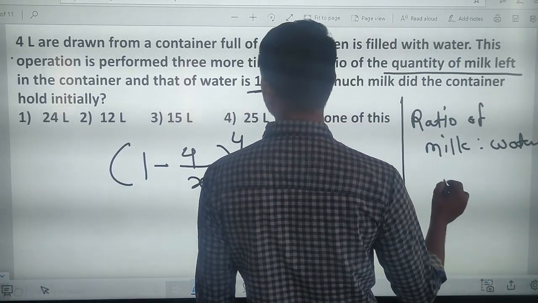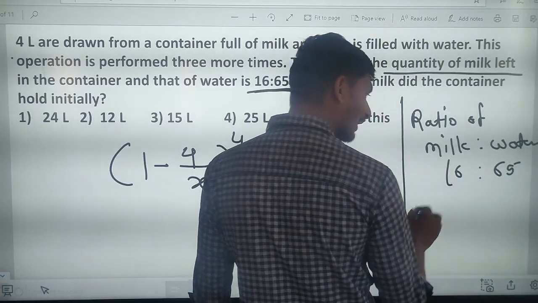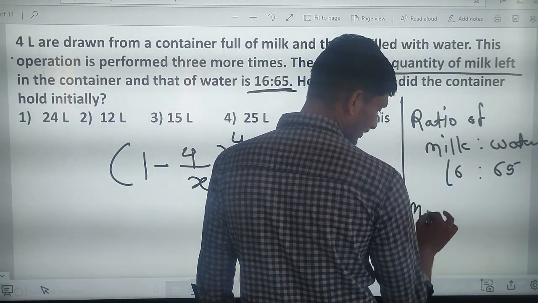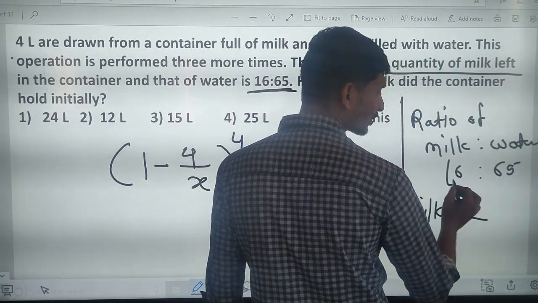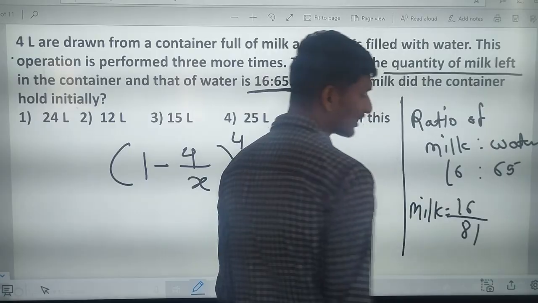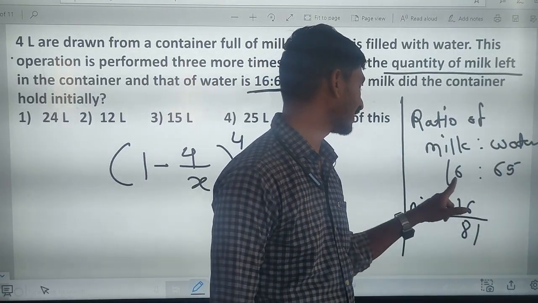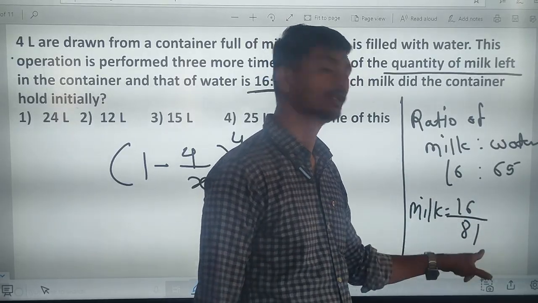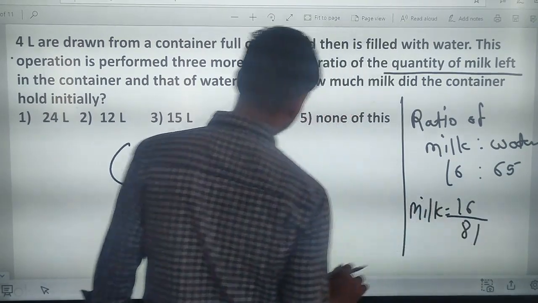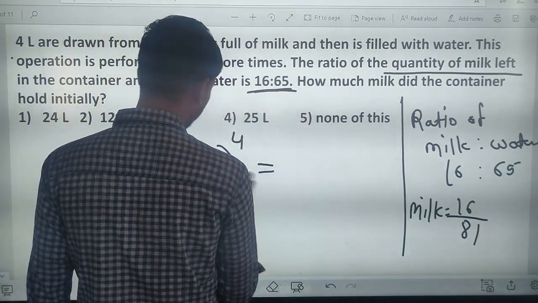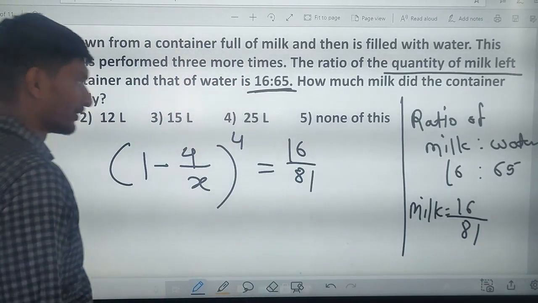Milk as to water is 16:65. Then milk remaining out of total is 81 liters. The part of milk in the container is 16 liters out of 81 liters. Addition of this is 81 liters. Now here we got the remaining milk is 16 out of 81.